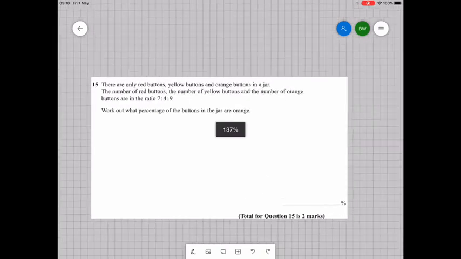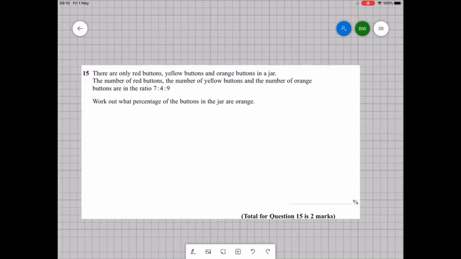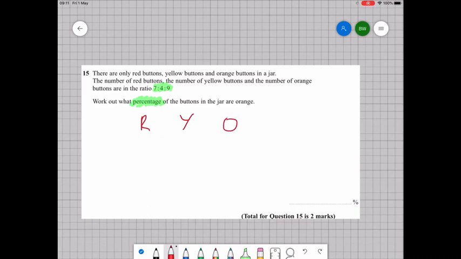Okay, second question. So again, pause the video and give this one a go. So there are only red, yellow and orange buttons in a jar. The number of red to the number of yellow to the number of orange is the ratio 7 to 4 to 9. Work out the percentage of the buttons that are orange. So if I've got red, yellow and orange in the ratio 7 to 4 to 9. Now, I want a percentage of orange, but first I can actually write the number of orange as a fraction.